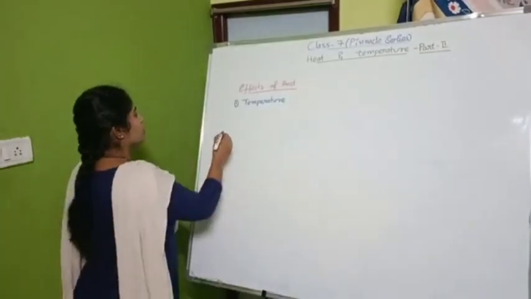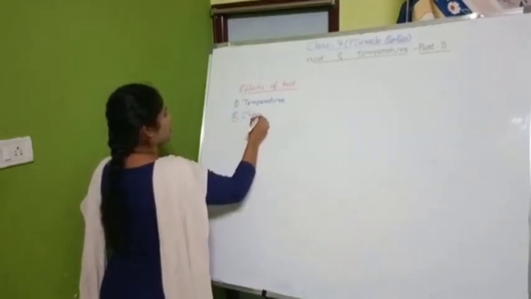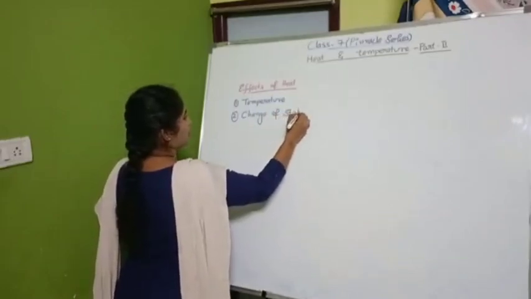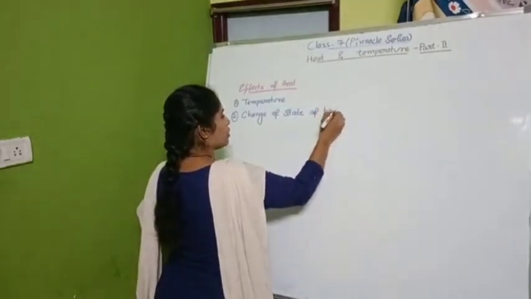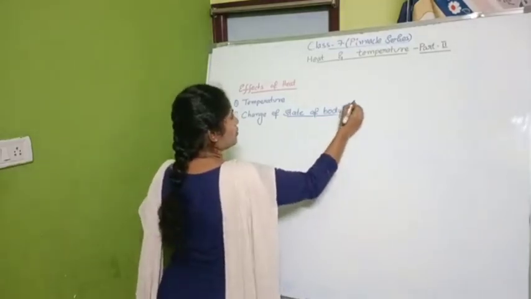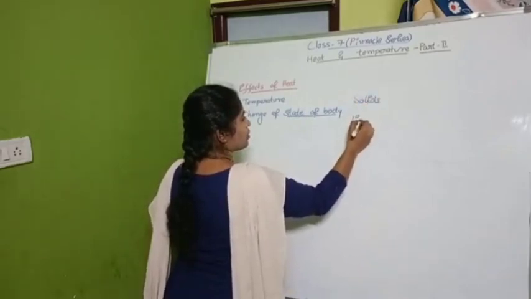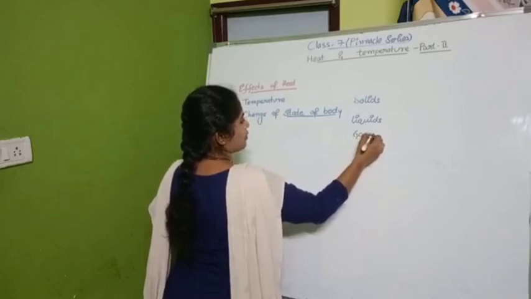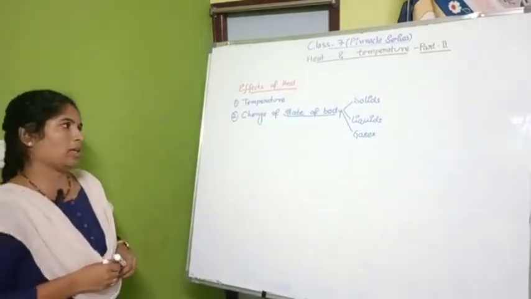And the second thing is change of state. Change of state of a body. Right? We know that we have three states of matter. What are they? Solids, liquids, and gases. So matter exists in three states: solids, liquids, gases.